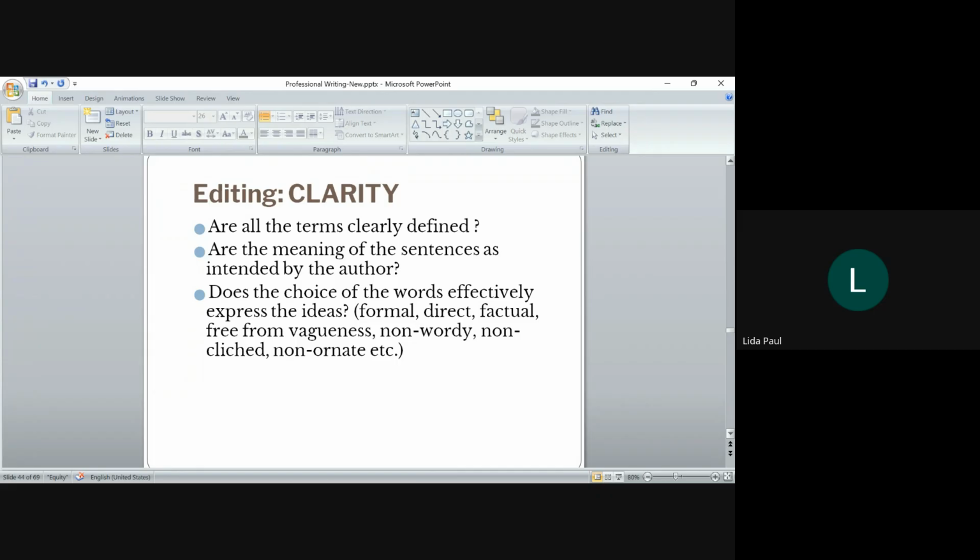Ornate expressions, any idea? Examples. Words that are more fancy, right? We do not know what they actually mean, but they just sit there and it looks like it's beautiful, but then it is actually useless and not providing any good meaning to the sentence. Any examples that you have for ornate expressions?